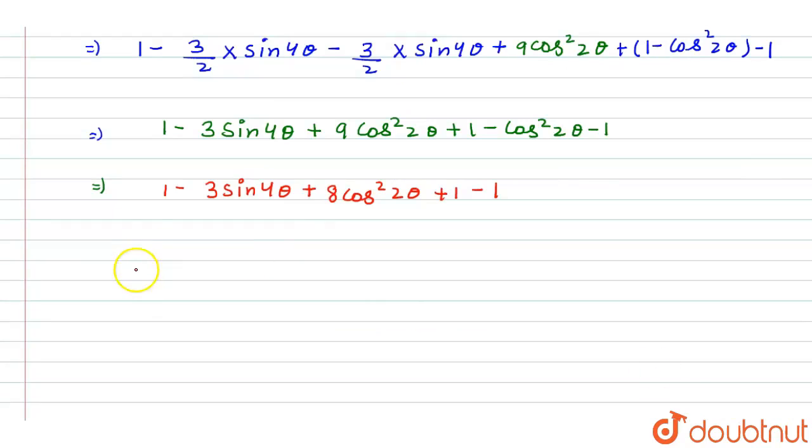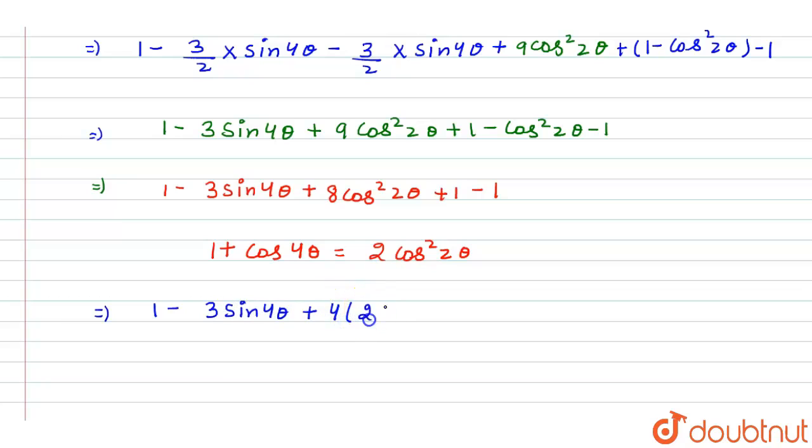Now we know the identity 1 + cos 4θ = 2 cos² 2θ. This is the half angle formula used here. Here we have 1 minus 3 sin 4θ, and 4 multiplied by 2 cos² 2θ, add 1 or subtract 1, so plus 1 minus 1.